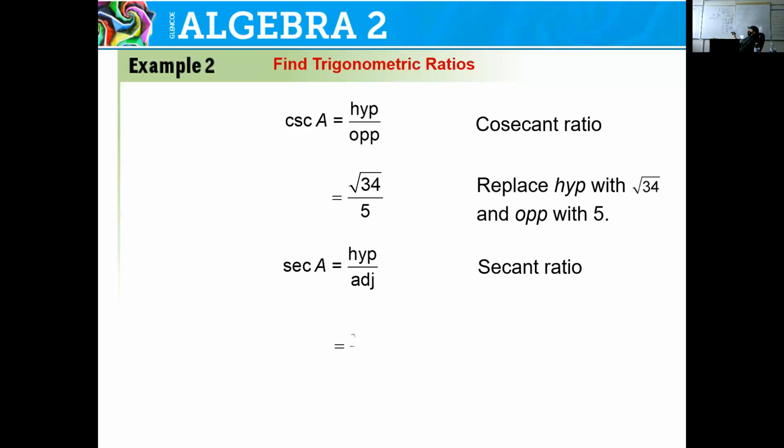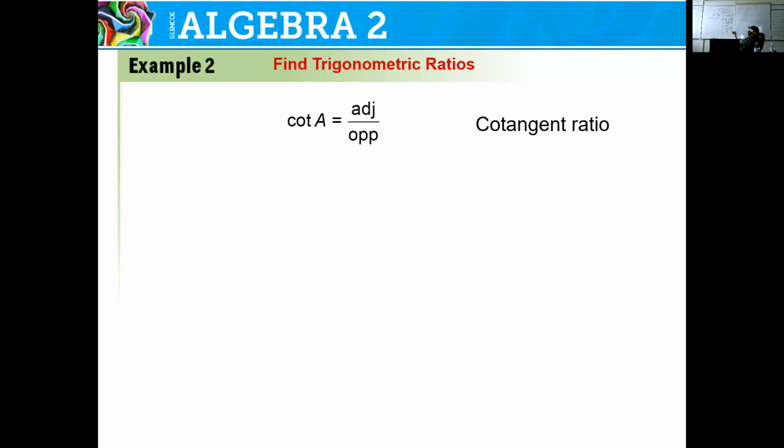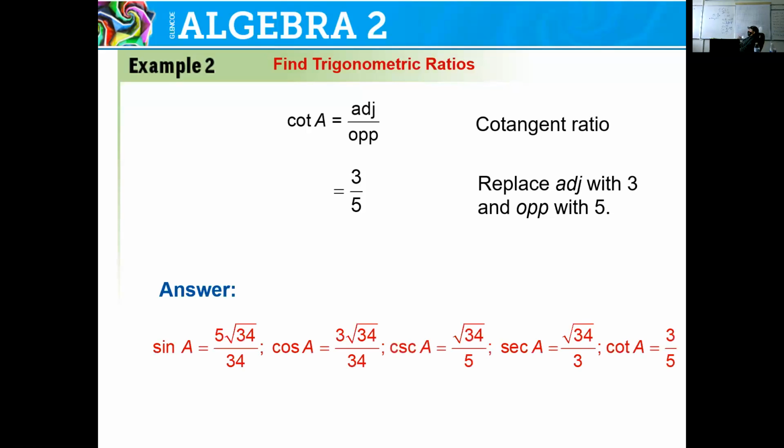Secant, the reciprocal of cosine, is square root of 34 over 3. And cotangent, the one that was given to us in the problem: since tangent was 5/3, cotangent has to be 3/5. Okay, so that would be our answer for this question.